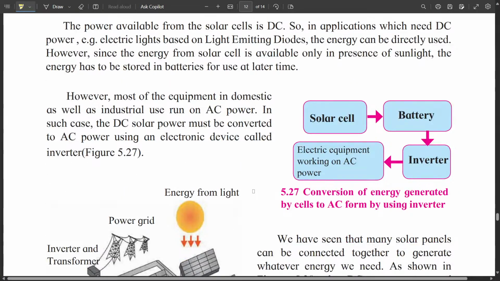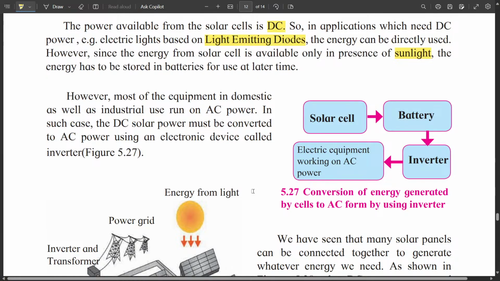The power available from the solar cell is DC. So in applications which need DC power, for example, the LED lamps, the energy can directly be used. However, since energy from the solar cell is available only in presence of sunlight, the energy has to be stored in batteries for use at a later time.